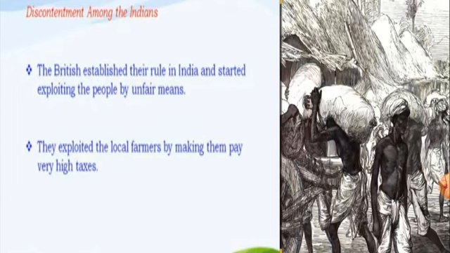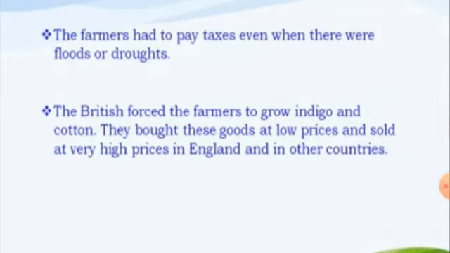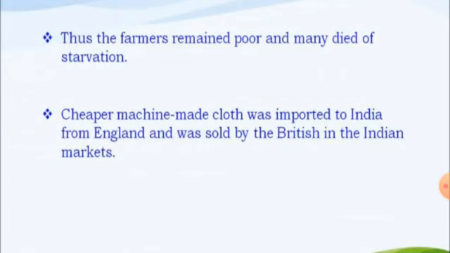See what they did? They exploited the local farmers by making them pay very high taxes. The farmers had to pay taxes even when there were floods or droughts. The British forced the farmers to grow indigo and cotton. They bought these goods at low prices and sold them at very high prices in England and in other countries. Thus, the farmers remained poor and many died of starvation.